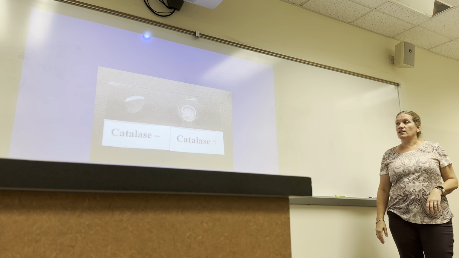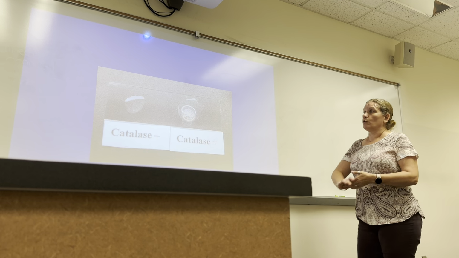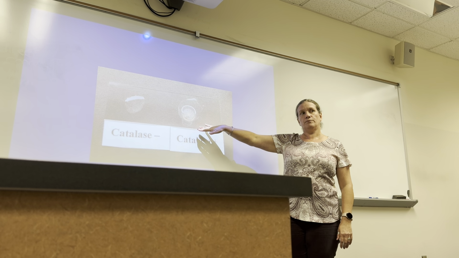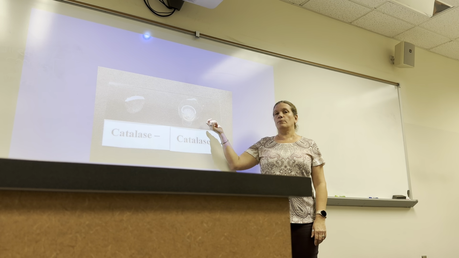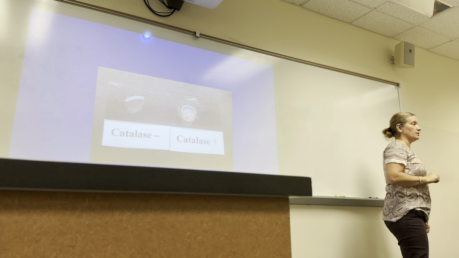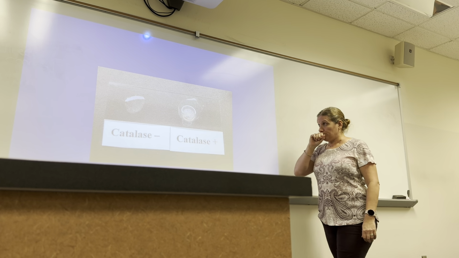And for the catalase test, all we're going to do is put our organism directly on the slide, no water, just organism, smear on the slide, okay? And then we're going to get hydrogen peroxide, 3% hydrogen peroxide. We're going to put drops of 3% hydrogen peroxide on it.